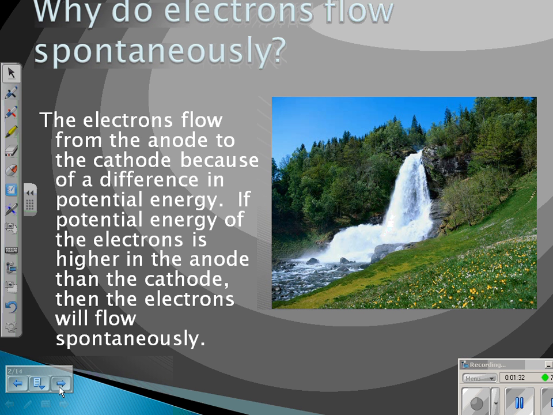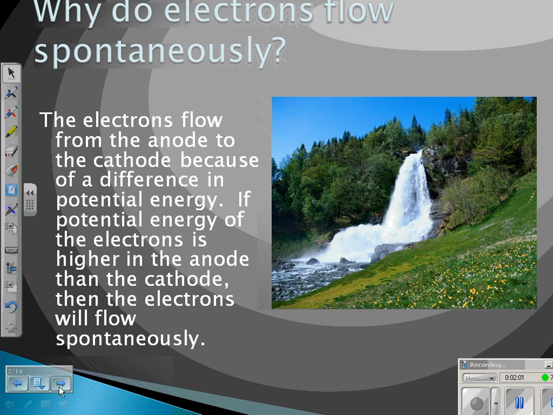So the first question you see on your paper is, why do electrons flow spontaneously? Well, they flow because of a difference in potential energy. Just like you see in this picture of a waterfall, water flows from the top of the waterfall to the bottom because of a difference in potential energy. So the way a cell is set up, the cathode and the anode, it's going to want to go to, I'm sorry, I'm saying this wrong.